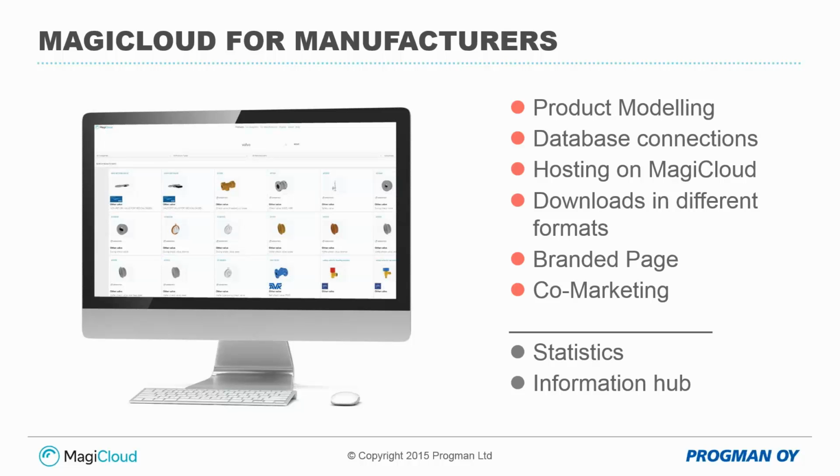What is coming now for the future? We're developing statistics, again, to provide you more information on what is needed at the customer, what is relevant, what is interesting, what's going on on the customer side. And as I was pointing out, we will make it available for you to use MagiCloud as an information hub to add even more information about your products, files, and so on.